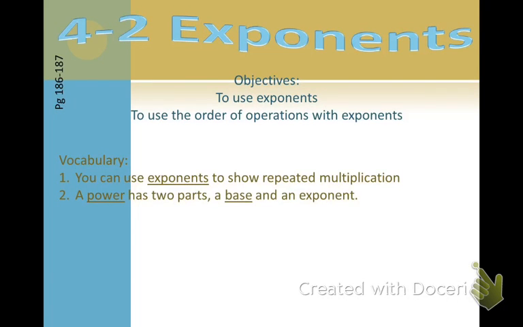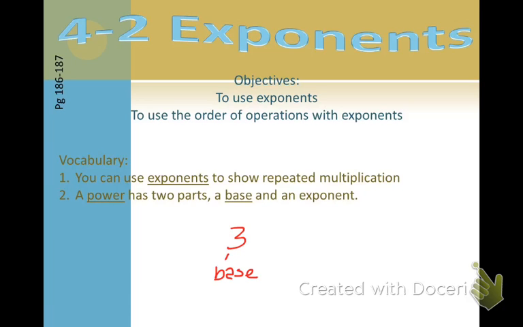Today's lesson is exponents. Our objectives are to use exponents and to use the order of operations with exponents. Vocabulary: you can use exponents to show repeated multiplication, and a power has two parts. A base, that is going to be your big number. So if I go 3, that would be my base.